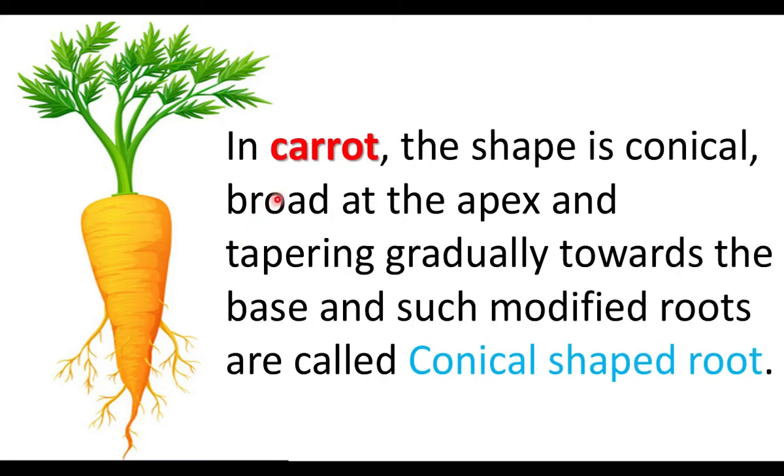Carrot. What is the shape of carrot? Conical. It is broad at the top and gradually tapering towards the end. In carrot, the shape is conical, broad at the apex and tapering gradually towards the base. Such modified roots are called conical shaped roots. Carrot, beetroot, radish, they are modified roots.